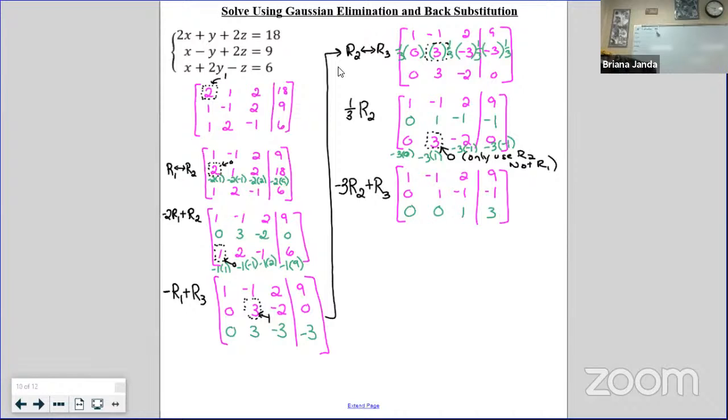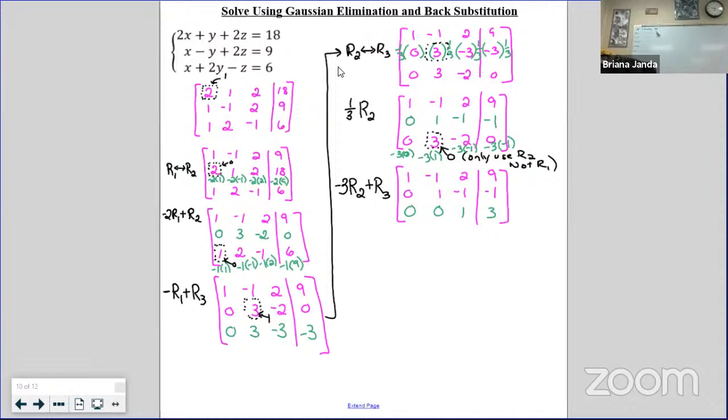And step, what are we on? 5? Step 5 said, get a 1 in the last spot of that diagonal. Well, we kind of lucked out on this one. If it was any other number, I would at this point multiply by its reciprocal. We don't have to because it's already a 1. Let's pretend it was a 4. I would multiply row 3 by 1/4, right? Okay, questions so far?